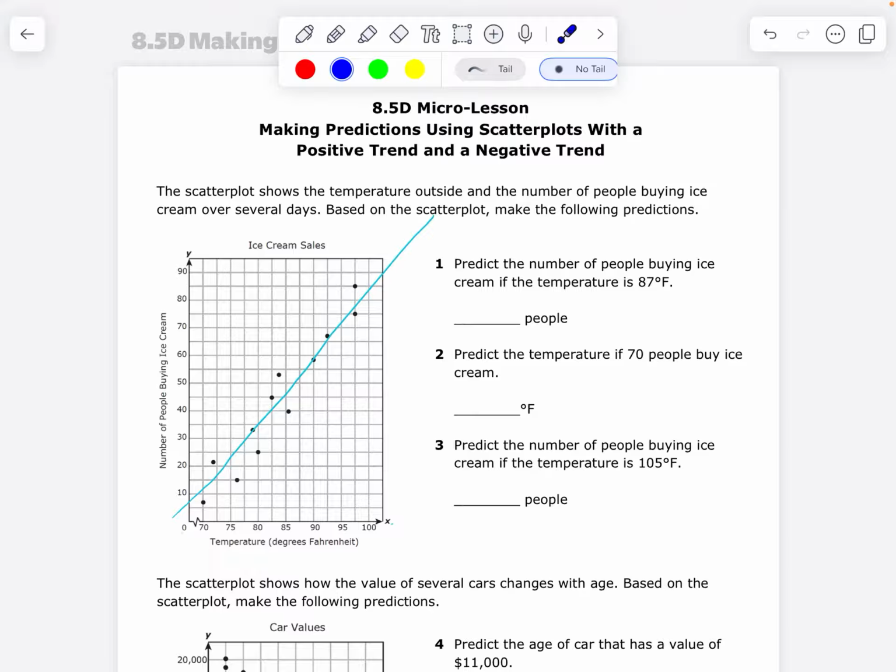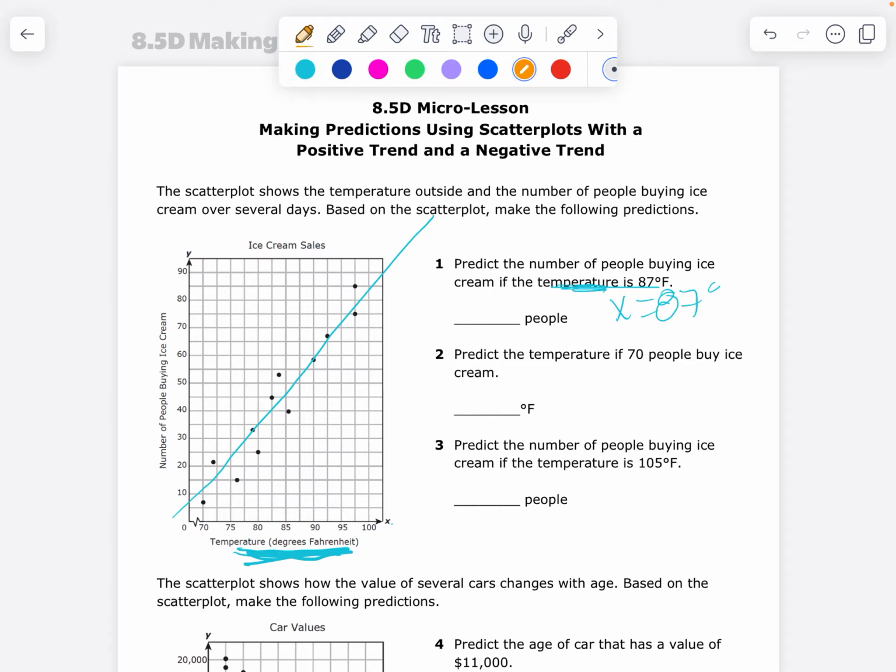All right, so let's look at some of these questions. They want you to predict the number of people buying ice cream if the temperature is 89. Okay, showing work for this is really easy. They gave you the temperature. So I'm going to look down here. Who represents my temperature, the X or the Y? In this case it is the X. So I'm going to put X equals 87. That's what they're saying. What if my temperature is 87 degrees Fahrenheit? How many people are going to buy ice cream?